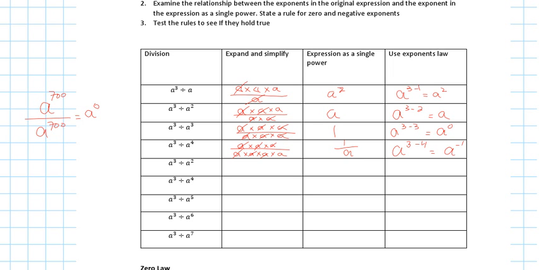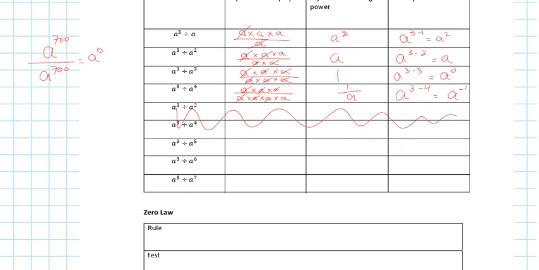Now again, my answers here are not the same. But that does not mean I've done something wrong, right? That means they're written in different formats. Let's see if that's going to keep happening. Okay? I've already done these two. So let's see what happens if I divide a to the power of 3 by a to the power of 5.